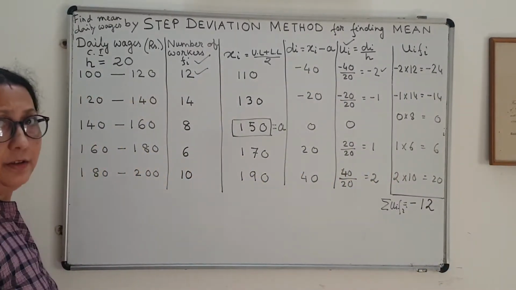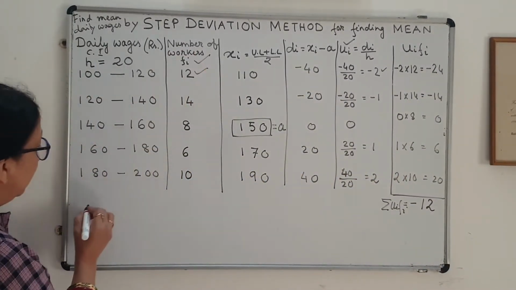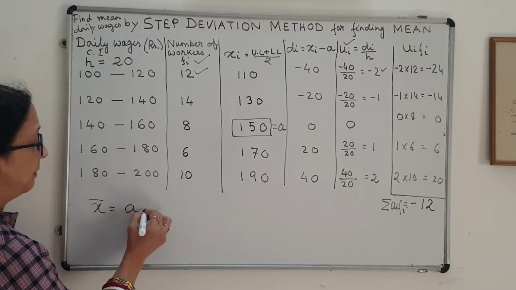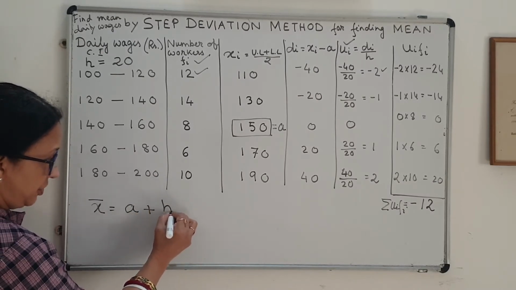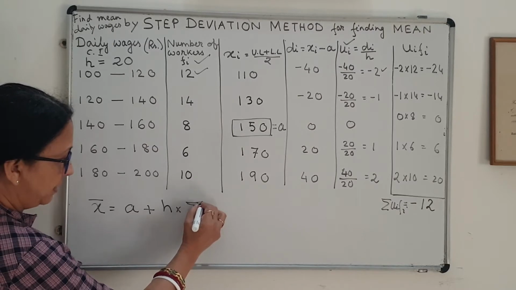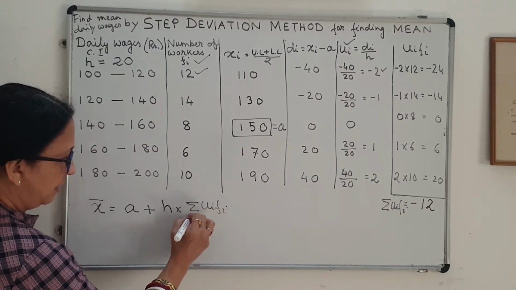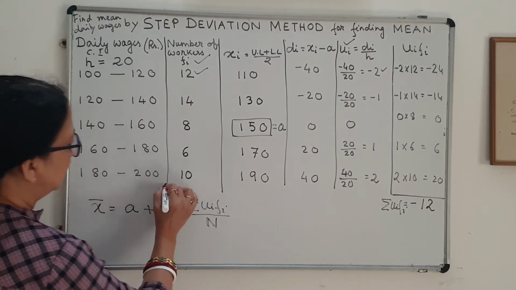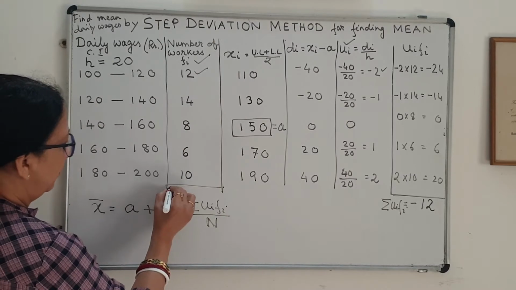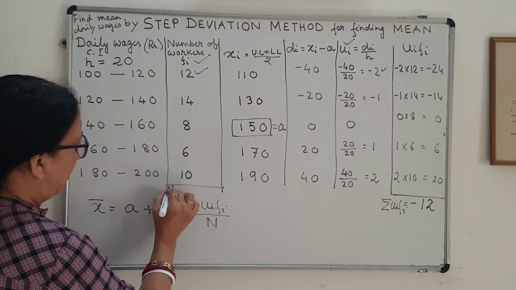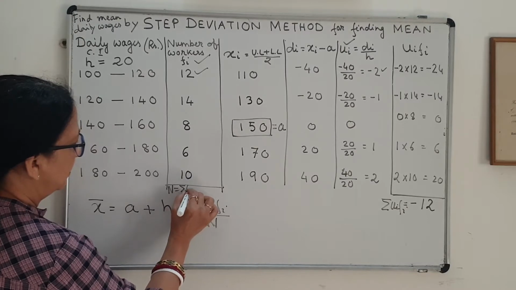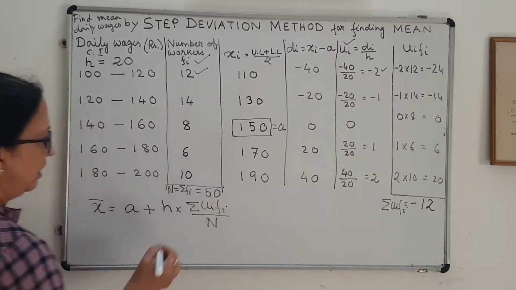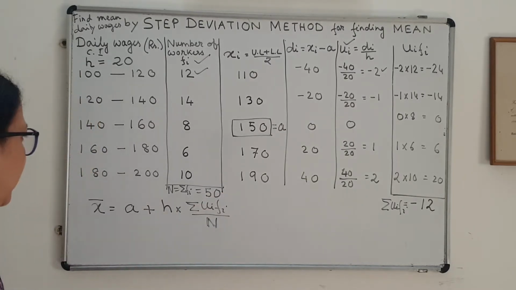So my summation is so easy. Now I go for the formula of mean by this method. By step deviation method, our mean is equal to assumed mean A plus h into sigma UiFi upon N. This is the formula. And what is N? N is nothing but sigma Fi, the frequency of this column, and this is your 50. As it is also given in the question, there are 50 workers. So you simply put the values and calculate.